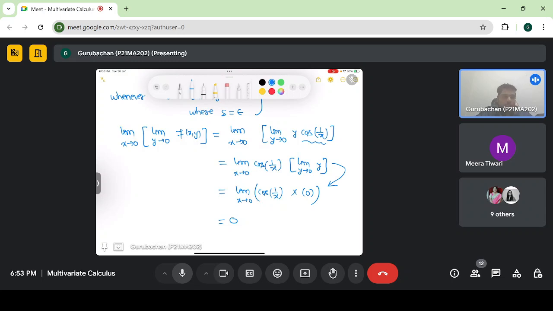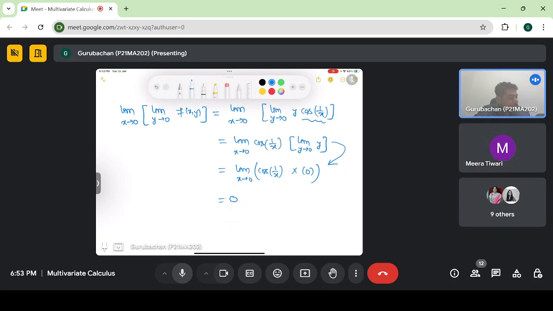See, y is a continuous function. Can I say that? Yes, sir. And we know that for a continuous function, limit y tending to y naught, for any y naught, will come out to be y naught. I hope I am correct. Yes, sir. So here y is tending to 0, so it will come out to be 0. In short, you can say here I am using the continuity of y. Okay.